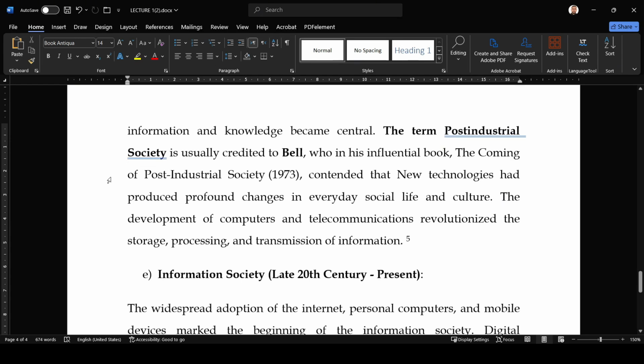The term post-industrial society is usually credited to Bell, who in his influential book The Coming of Post-Industrial Society, 1973, contended that new technologies had produced profound changes in everyday social life and culture. The development of computers and telecommunications revolutionized the storage, processing, and transmission of information.